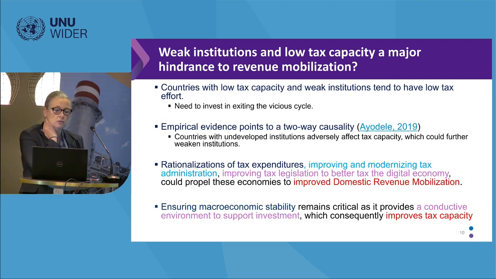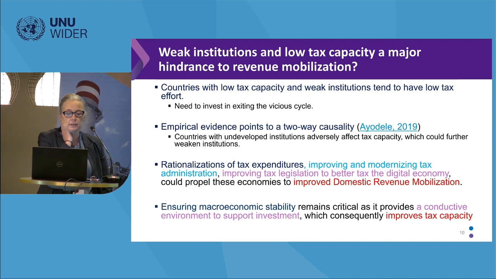And of course, I mentioned institutional variables. There is evidence of two-way causality: countries that have underdeveloped institutions, of course, see an impact on their capacity, but if you have low capacity, it further undermines institutions. And there is in this slide some discussion of tax expenditures, which is also linked to capacity. So I believe that the way we capture institutions and capacity in countries will have a big effect on the actual collection vis-a-vis potential.